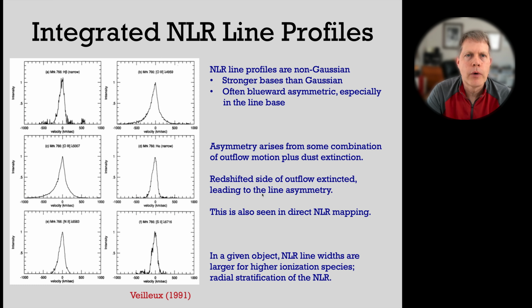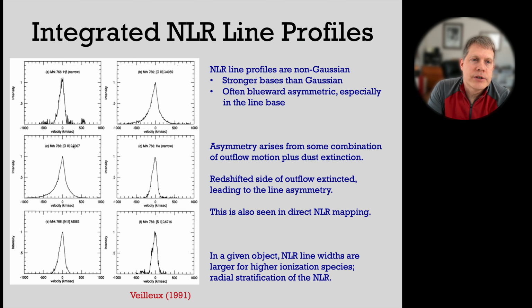line region. Okay, first of all, people have for many years, this is some nice work from 1991, have looked at just the integrated line profiles from the narrow line region. And here are, for one active galaxy, Markarian 766, they show the NLR profiles from H beta, O III, the other O III, H alpha, N II, S II, and so on.